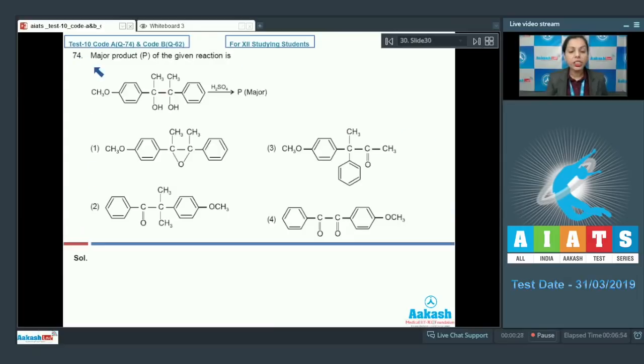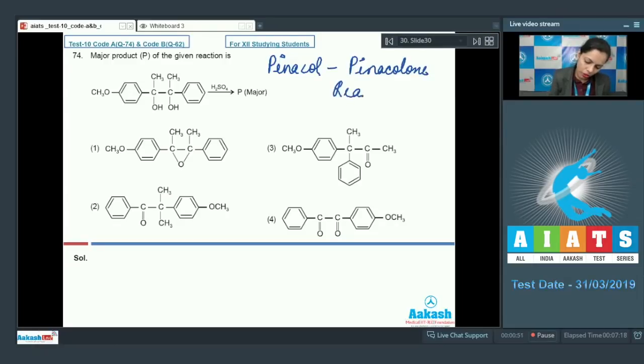After that, question number 74. Major product P of the given reaction is. You can clearly see here is a diol that's given and it's reacting with H2SO4 to give you the major product. Just recall which reaction it is. This is Pinacol-Pinacolone rearrangement. What happens here? In this case, 1,2-diol gets changed into carbonyl compound.